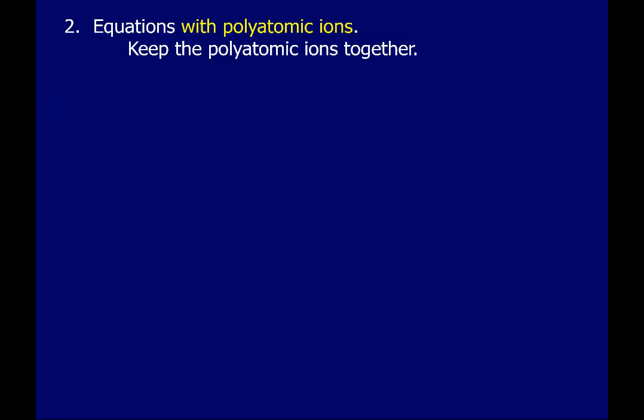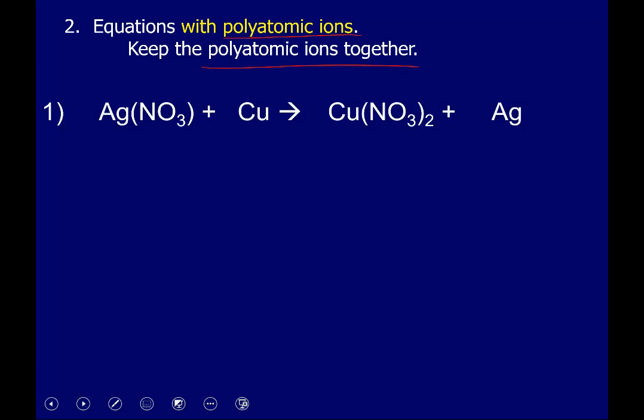So the other type is equations with the polyatomic ions, which can be found at the top of your periodic table. And a good rule to follow is keep the polyatomic ions together. So in the example, AgNO3 yields plus copper yields copper nitrate and silver. So what we have to do here is I'm going to suggest that you first balance the nitrates.